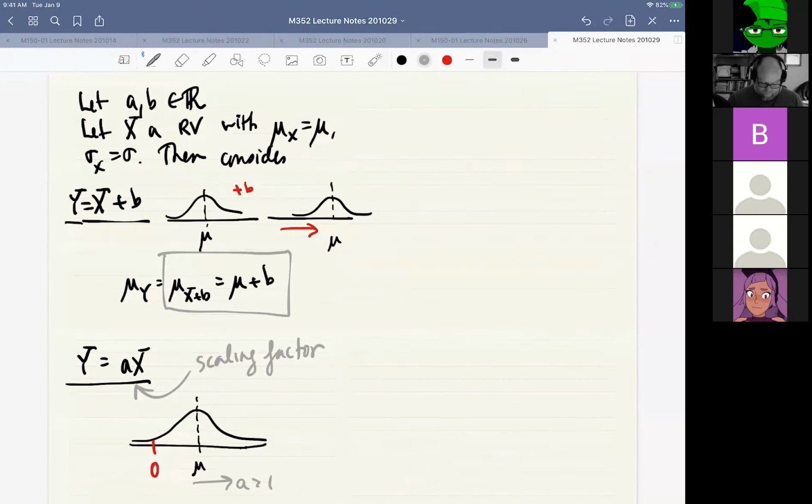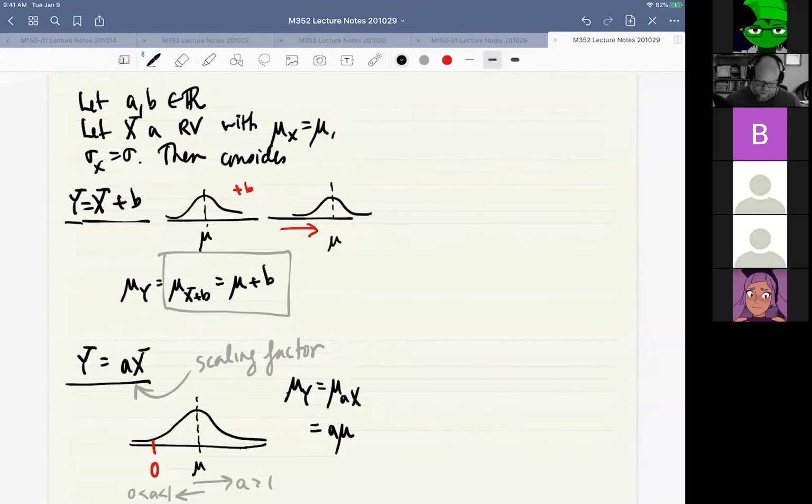So if A is between 0 and 1, I'm kind of compressing things down. And so that is going to move the mean. It is going to compress it in the same way. So it turns out that the mean of a compressed or stretched random variable is going to be that same scalar factor of the original mean. And this works even if A is negative. So geometrically, this shouldn't really come as any surprise.